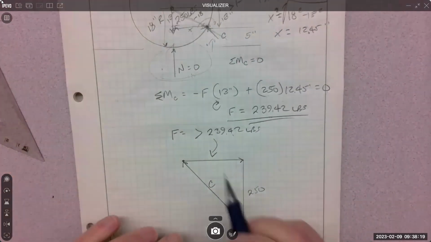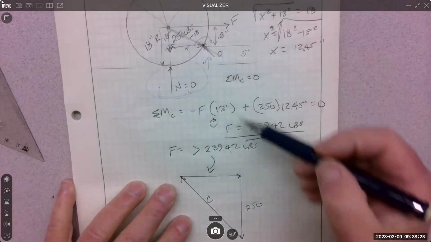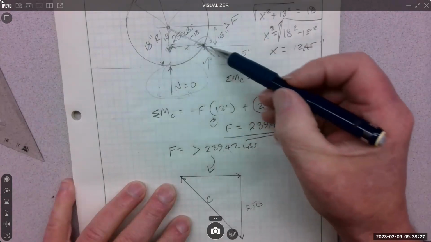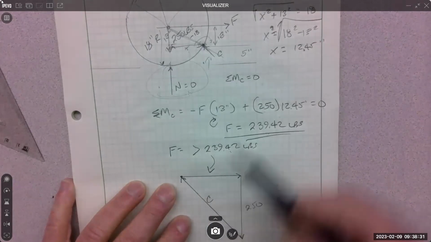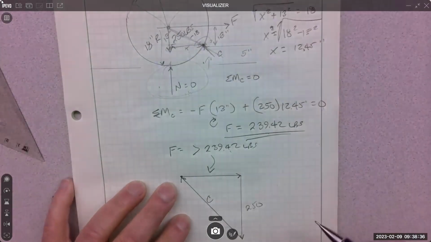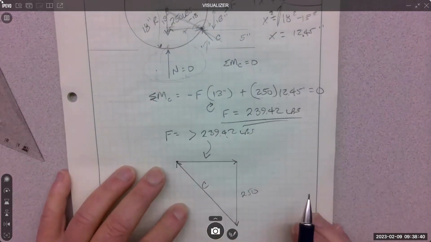You missed that. So here is F here. Here's the 250 down here. And then here is C coming back up. And those three forces all intersect right here at the center. They have to. That's the way rulers work. And I could get the C value, which was the next part of the problem.